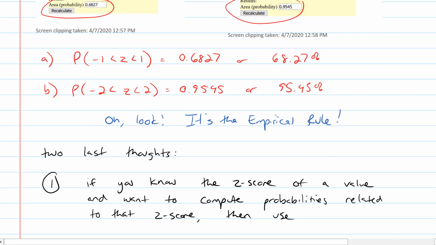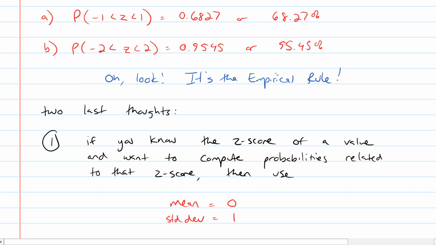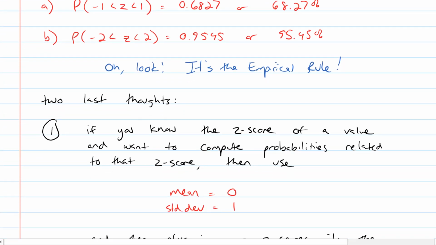So, 2 last thoughts. We said this previously, but I'll say it again. If you know the z-score of a value and want to compute probabilities related to that z-score, then use mean equal to 0 and standard deviation of 1. Then the x value you're plugging in earlier is the z-score.